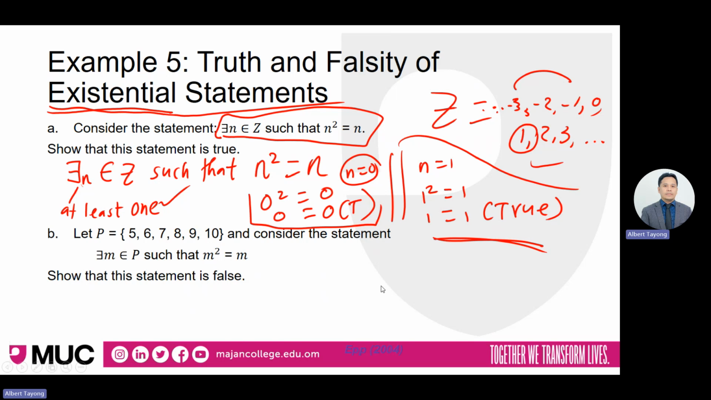Okay, now the second one, you're going to show that the statement is wrong. For existential statements, to show that it is wrong, we have to test all. So please remember that. We have to test all. So this is our statement, because P is given. P is very specific, from 5 to 10, nothing else. There exists M in P such that M squared equals M. Let's try 5.